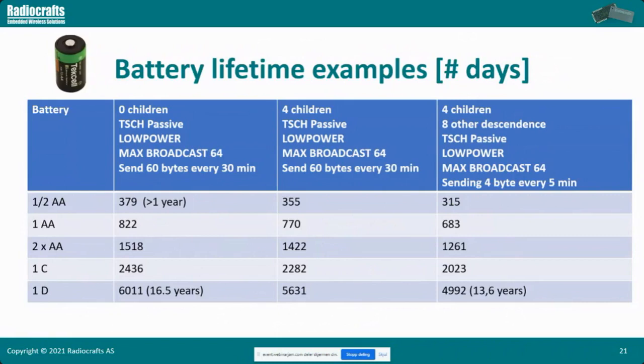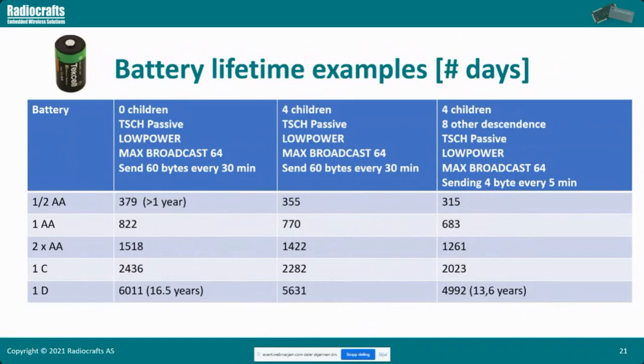And we see in the first column that a node doesn't have any children; it only has one node it's talking to, which is maybe the border router. So this is a very simple case. We use TSCH passive and low power as the settings. We use a max broadcast rate: after formation, when the network is formed and we're going into the static phase, we use a max broadcast of 64. And then we send 60 bytes every 30 minutes.